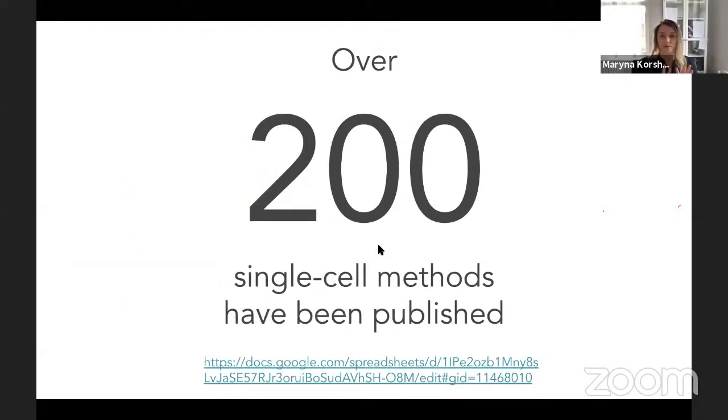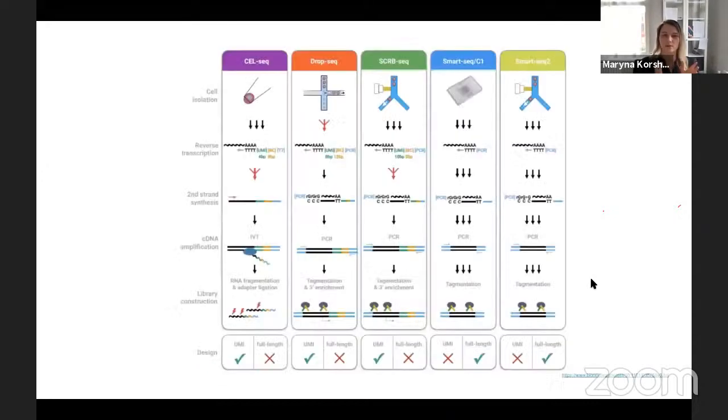So talking about numbers, there are already more than 200 wet lab methods which could be used in order to do a single cell analysis. Here I also attach this spreadsheet with the list of these different methods. However, the most widely used methods are few, and we will discover them in both our theoretical parts and lectures and in practice on the weekend, which is coming. So one of the most popular and widely used techniques is DropSeq. However, other approaches could be applied.